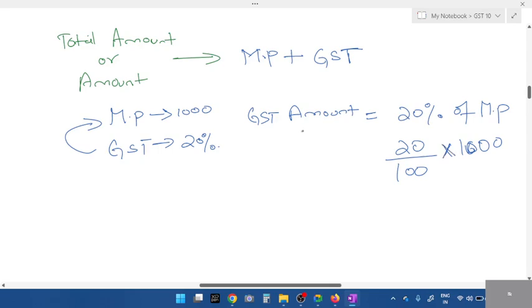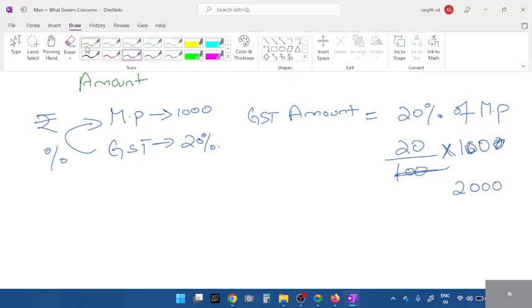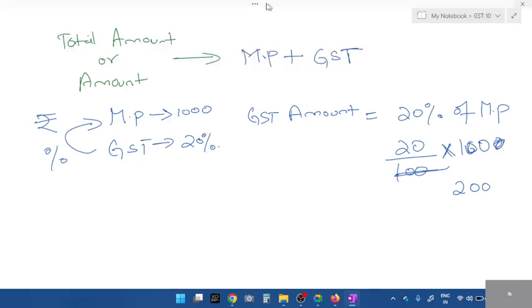Multiplication. GST is amount, students. One is given in rupees and the other one is given in percentage. When one is given in rupees and percentage, divide it. Multiply. 20 divided by 100 into 1000. What's the value? 200 or 2000? 200, 200. Two zeros should get cancelled.